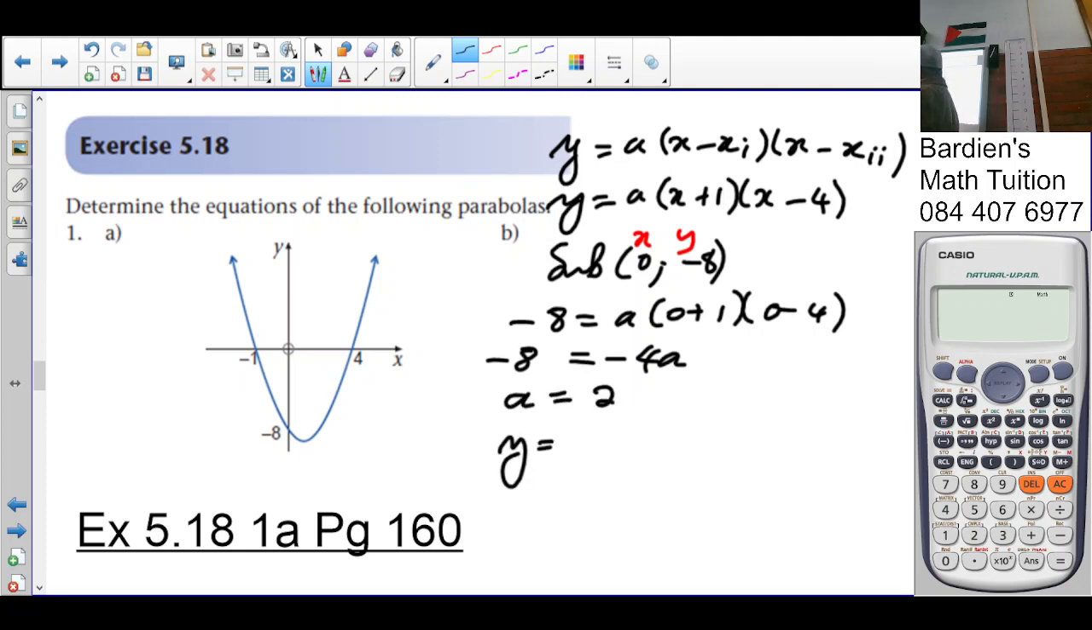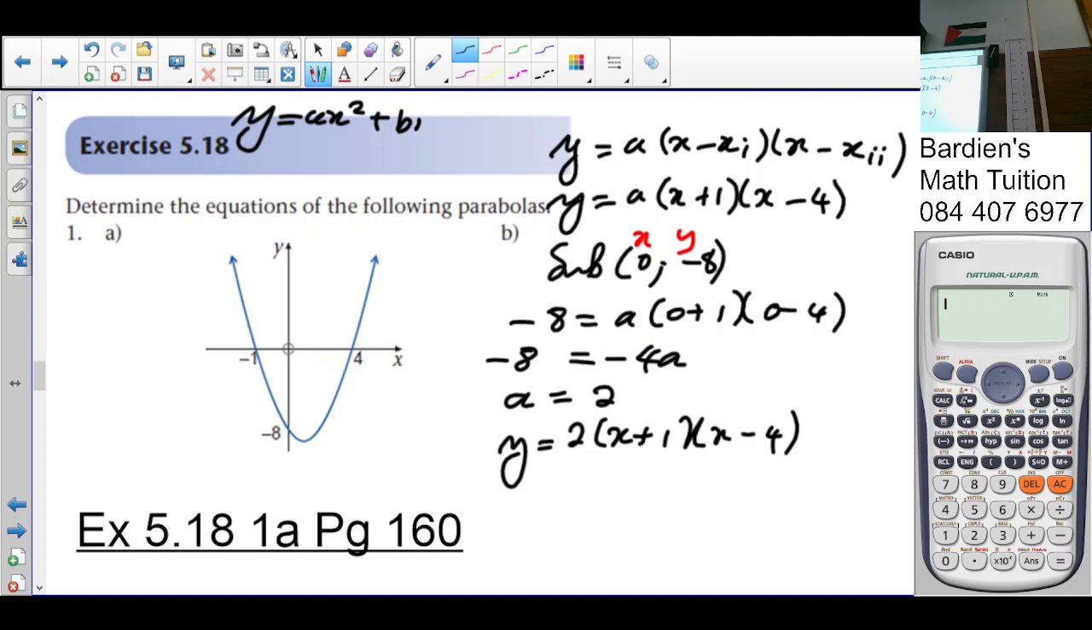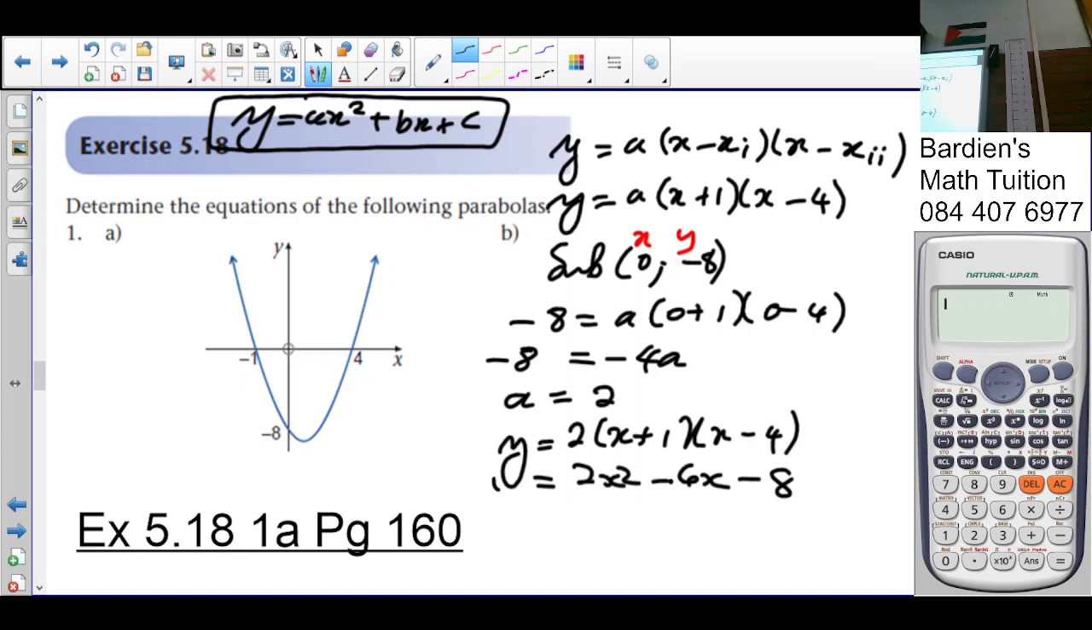My equation now reads y is equal to 2 into x plus 1, x minus 4. But normally they want it in the form of y equals ax squared plus bx plus c. They ask you to write it in that form. So what do we have to do? Multiply it out. So we have 2x squared, that's going to be negative 3, so it's negative 6x minus 8. You all okay with that? Any confusion? No?